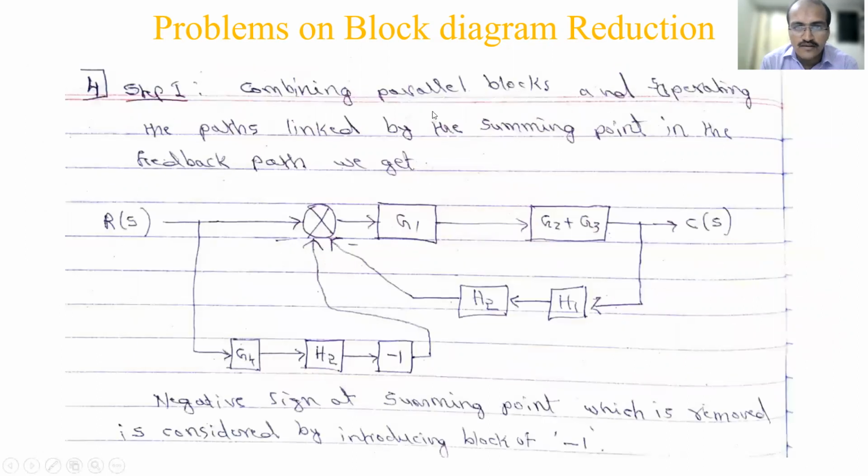So this is step one, combining parallel blocks and then separating the paths linked by the summing point in the feedback path. I have explained the same thing. I'm doing it here. So R(S) G1, this I have done. Okay, G2 plus G3, and this takeoff point as well as summing point is removed.